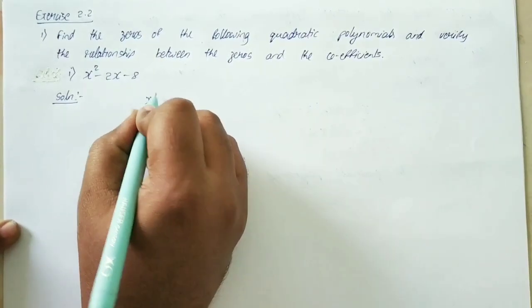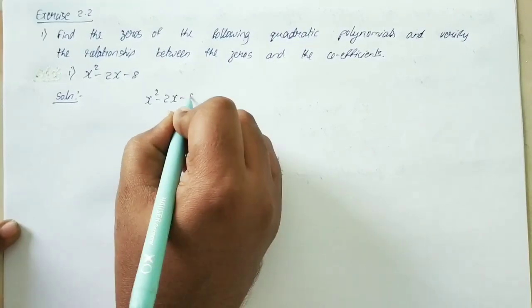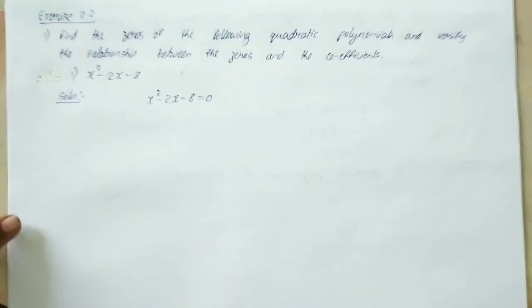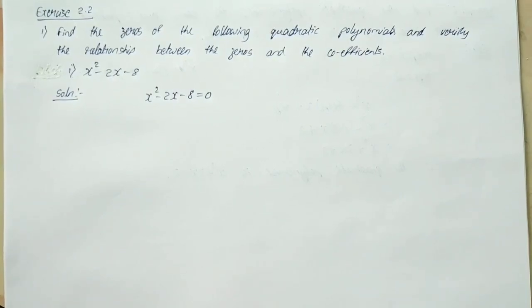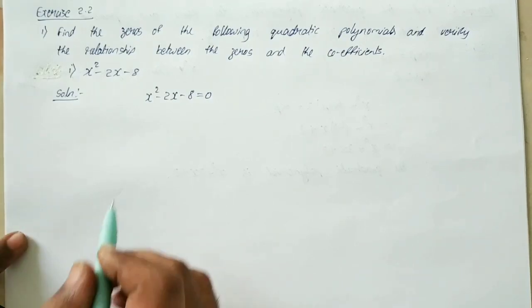So what is the polynomial? x square minus 2x minus 8 is equal to 0. First we will find the zeros for this polynomial. How can we find the zeros for a quadratic equation? By the splitting the middle term method, right? So what is the first step in the splitting the middle term method?